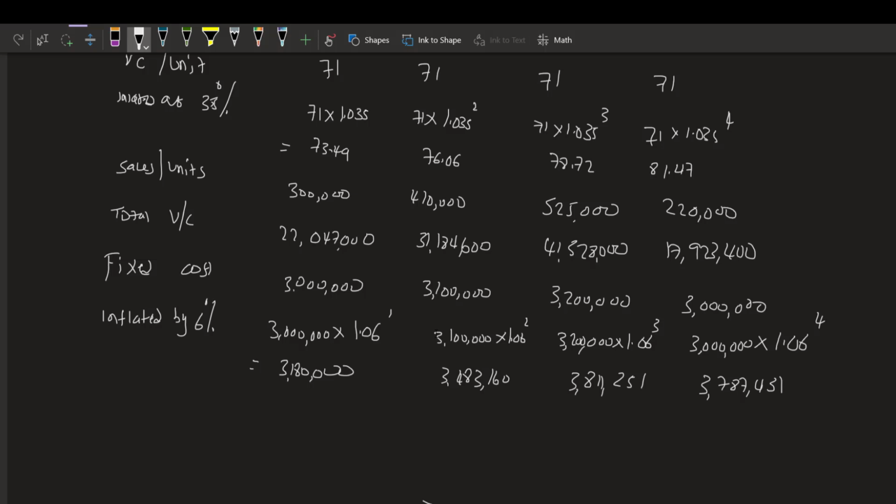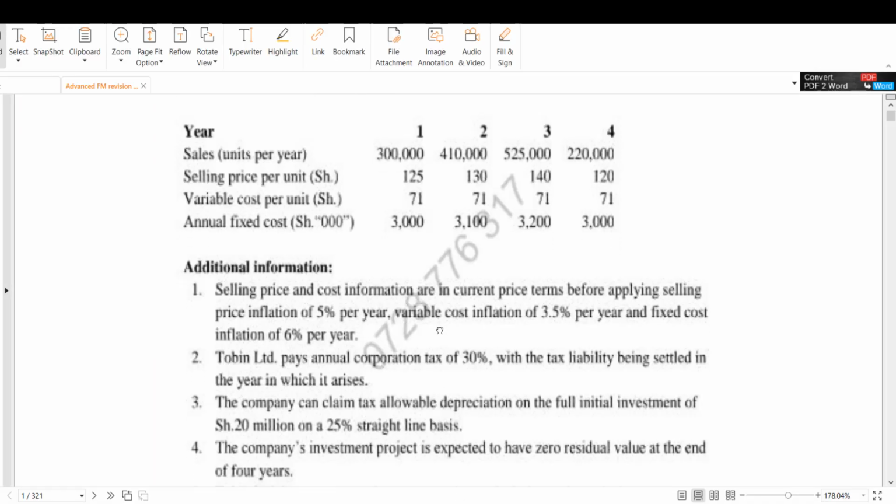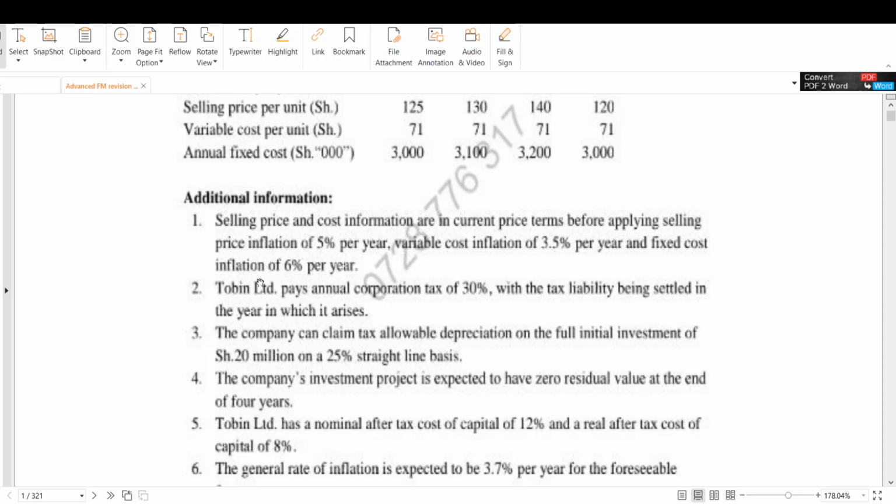Next, we can work out the taxation part of it. We are told Toby Limited pays an annual corporation tax of 30% with a tax liability being settled every year. The company can claim tax allowable depreciation on the full initial investment of 20 million on a 25% straight line basis.